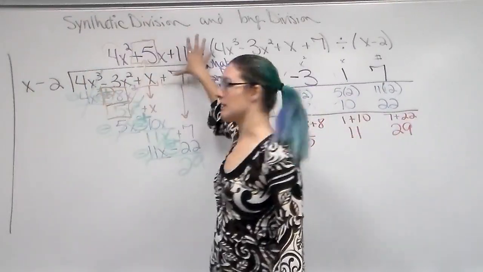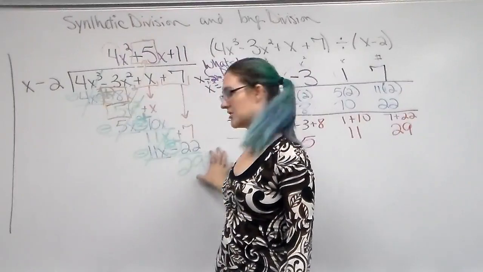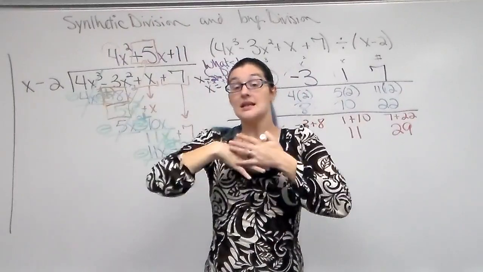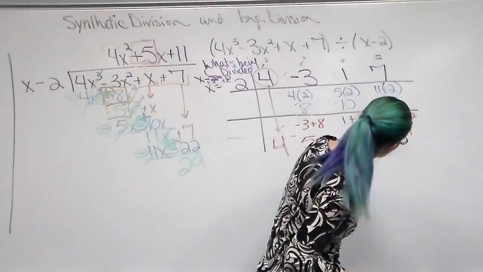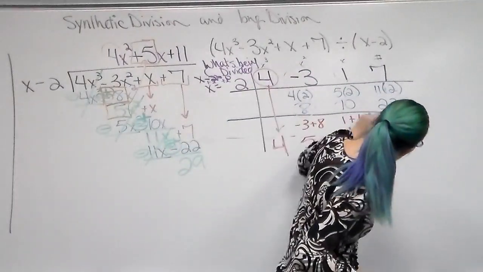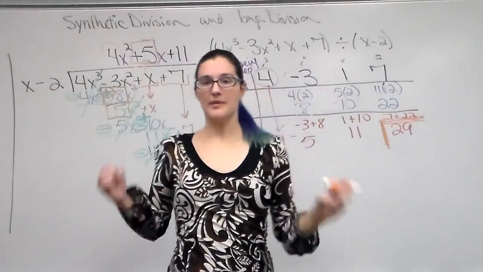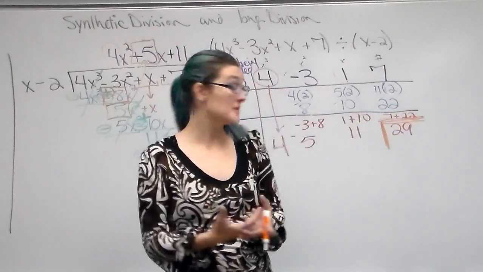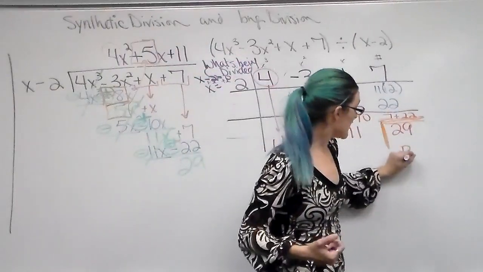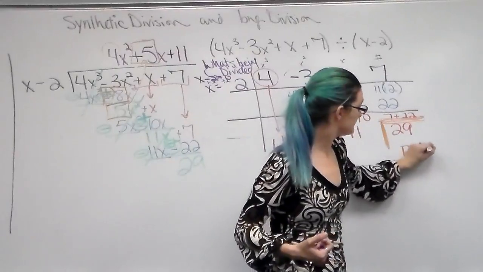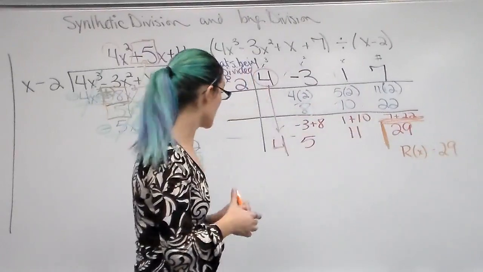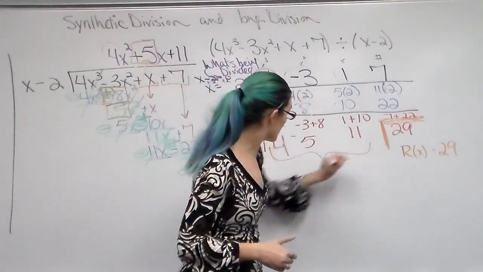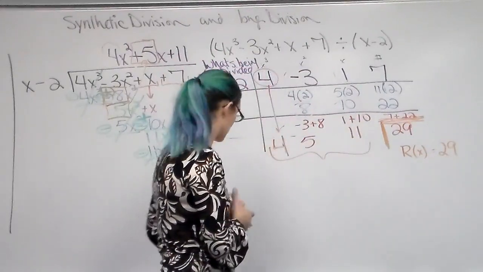I didn't have a 29 up here. I had a 29 down here. So with synthetic, it's going to give you every piece. So the trick you have to remember is this very last one is always your remainder. Now the word remainder starts with an R, so we call that R of x. R of x is 29. Okay? The rest of this is your quotient.